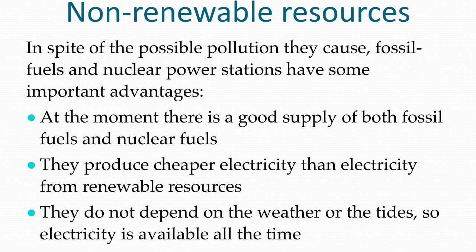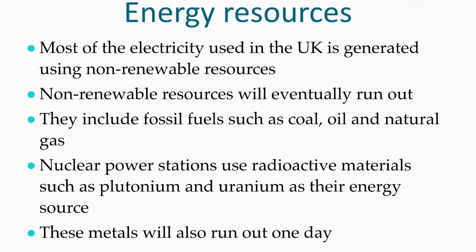Despite their drawbacks, non-renewable resources continue to be the dominant resource we use for large-scale electricity generation. There are three main reasons for this. The first is that there is a good supply of both fossil fuels and nuclear fuels. The second is that they are a cheaper way to produce electricity than renewable resources. And the third and final reason is that they do not depend on weather, tides, or any other external conditions.